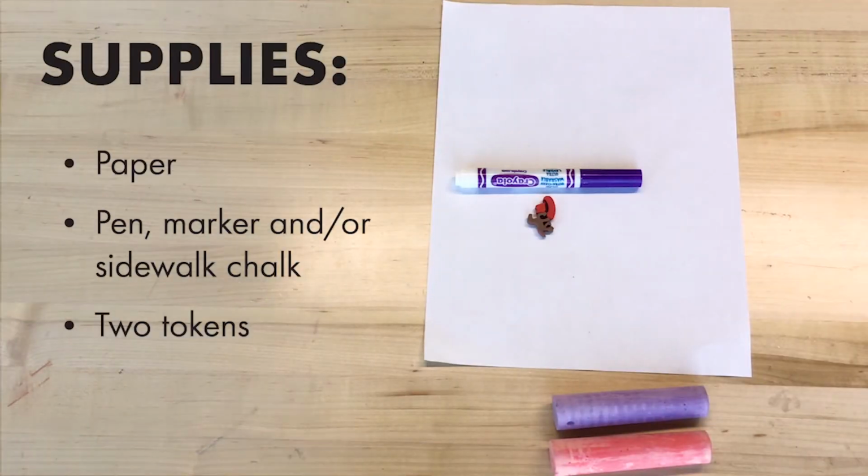If you're doing this as an indoor project, you'll just need some paper, a pen, and 2 tokens to jump through your maze. If you're doing it as an outdoor project, you need some chalk and a safe place to draw on the concrete. Remember kids, before you start any DIY project, be sure you have permission from your grown-up.